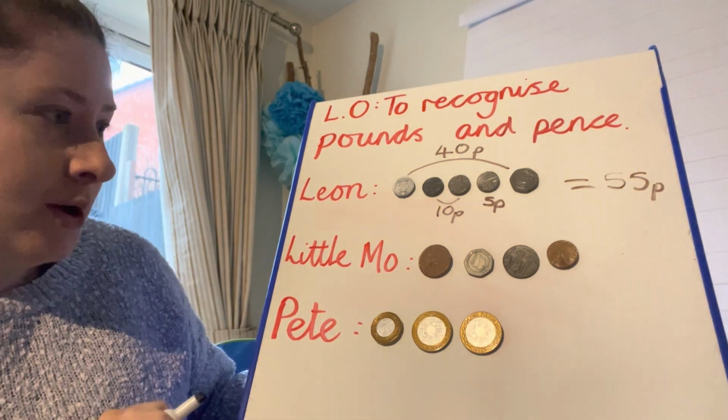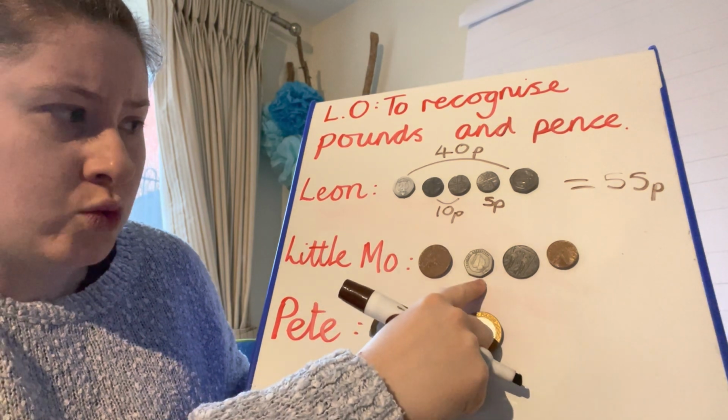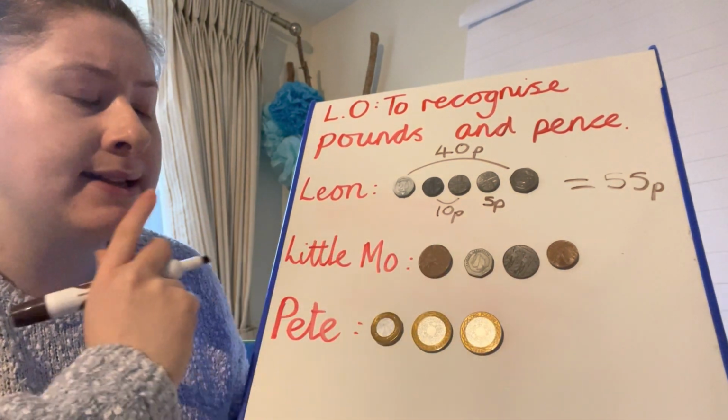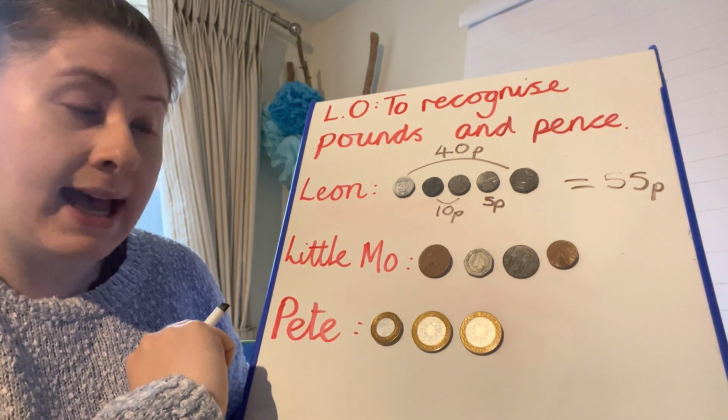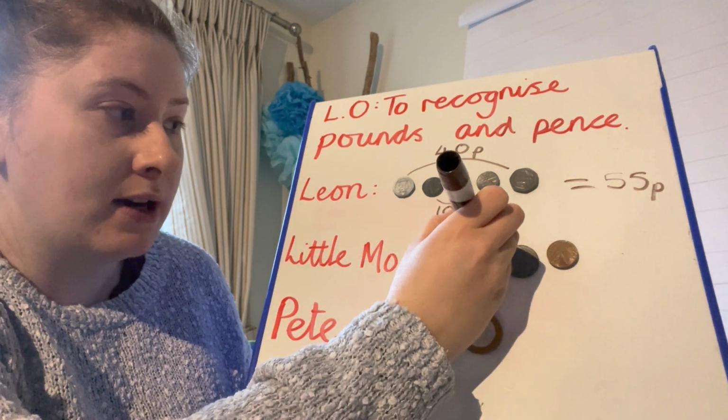Right, let's have a look at Little Mo next. Now I can see this coin is worth 2 pence, 20 pence, 10 pence and 1 pence. So to start with, I'm going to add up my silver coins first as my strategy to help myself.